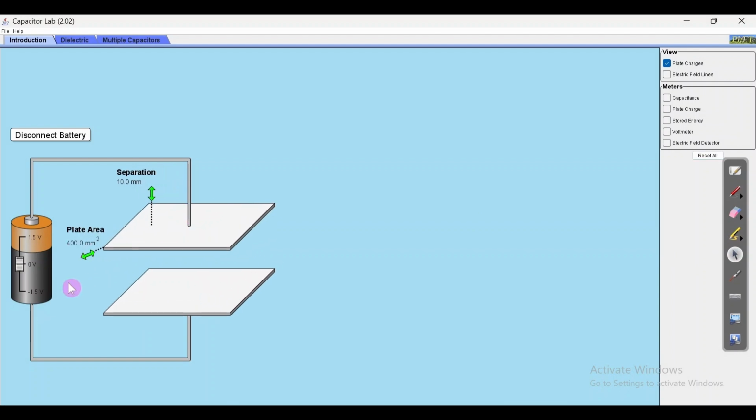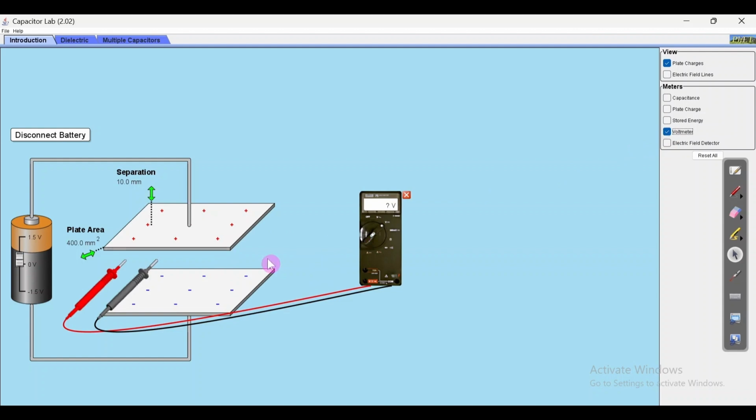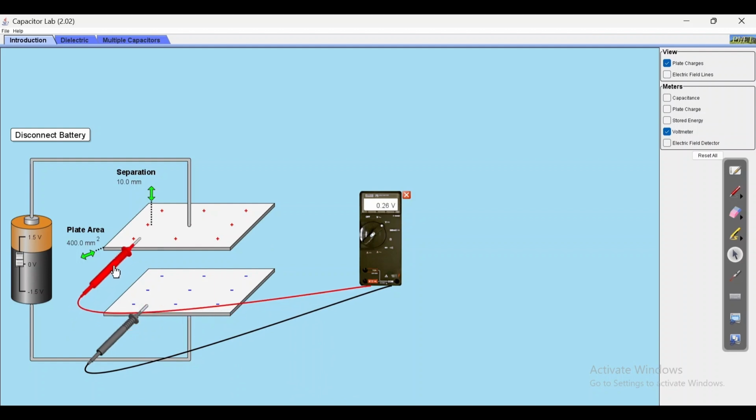Here in this simulation we have the same setup, and if I increase the voltage of the battery, some charges will appear here. In this case, fewer charges are present here, and the voltage between these two plates is measured by this meter by connecting its two terminals to the capacitor. Now it shows that 0.26 volt is present between these two plates. If I increase the voltage, the charge will also increase. So please focus here and here as well.